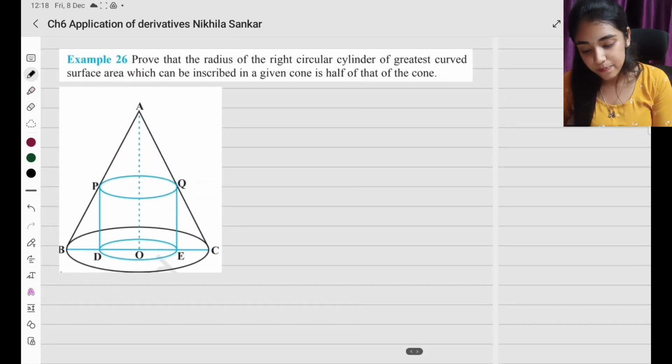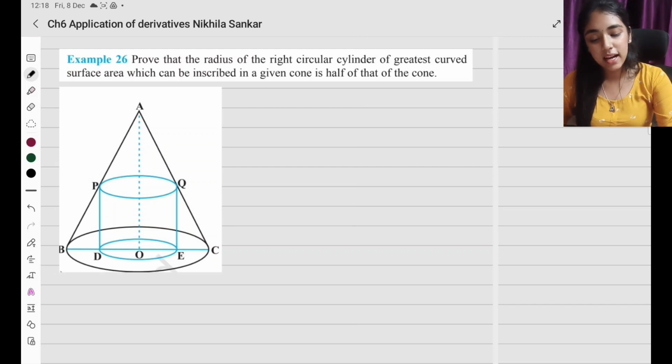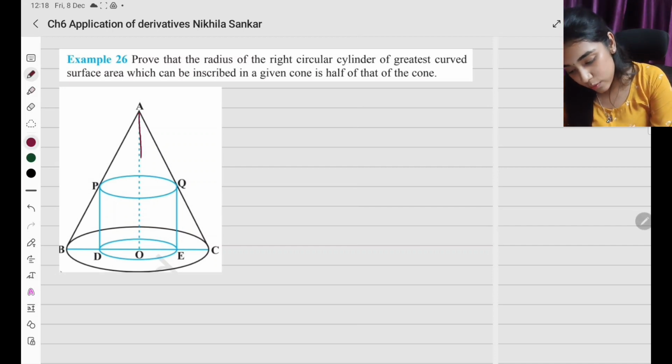Example 26. Prove that the radius of the right circular cylinder of the greatest curved surface area which can be inscribed in a given cone is half of that of the cone. Okay? So now what are we going to do? I'm basically taking two similar triangles. I see that I have one similar triangle here.